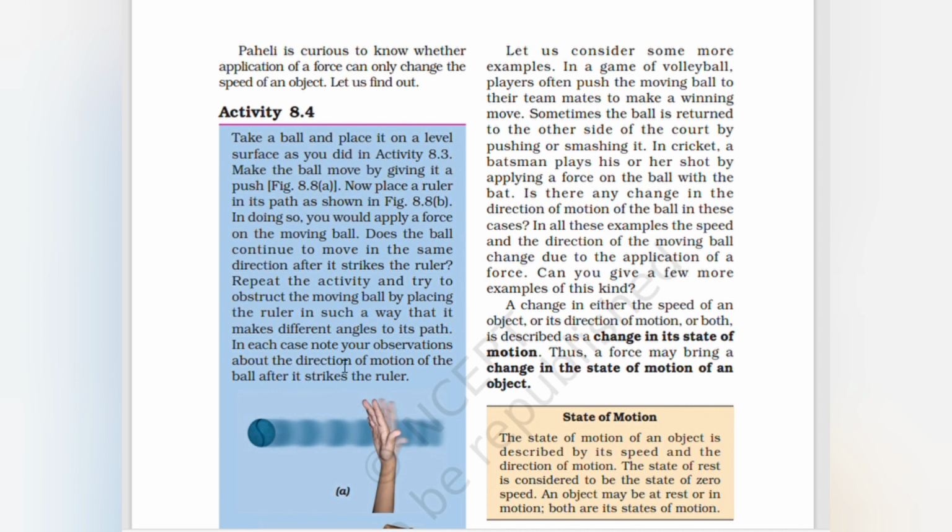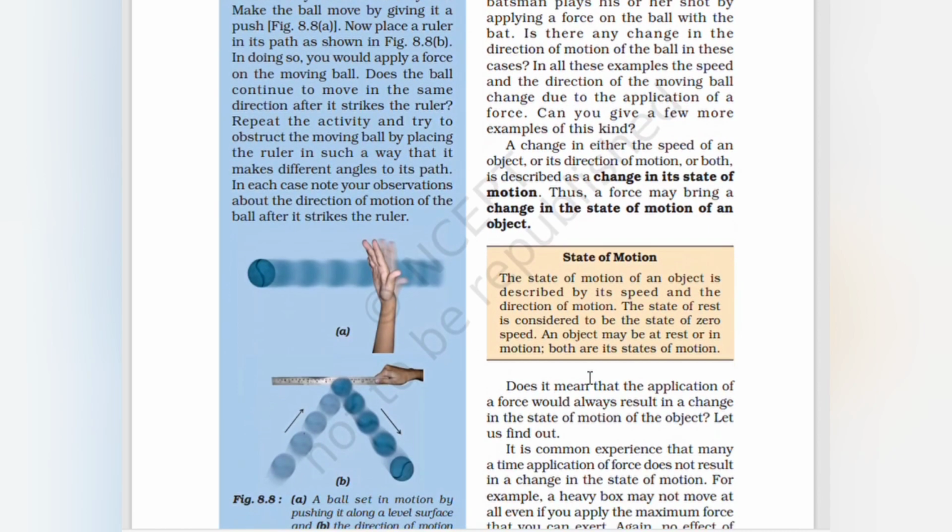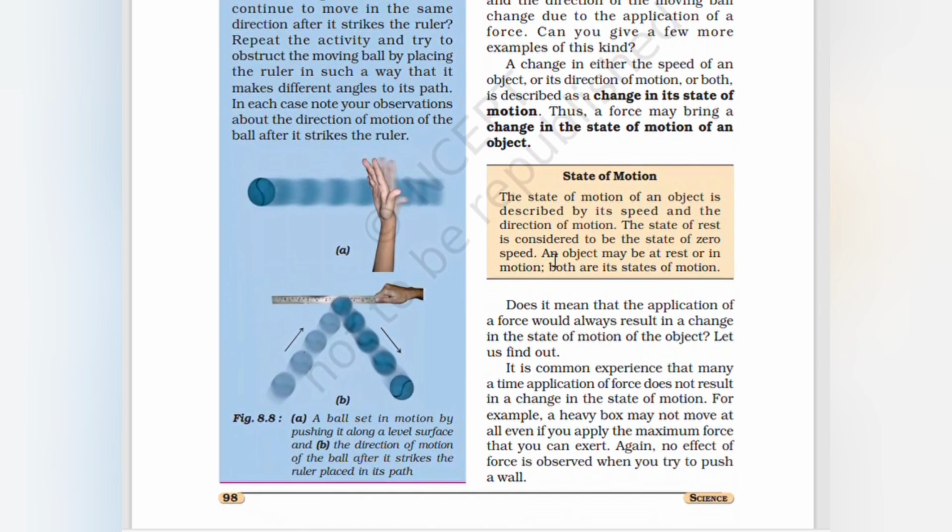Can you give a few more examples of this kind? A change in either the speed of an object or its direction of motion, or both, is described as a change in its state of motion. Thus, a force may bring a change in the state of motion of an object. The state of motion of an object is described by its speed and the direction of motion.